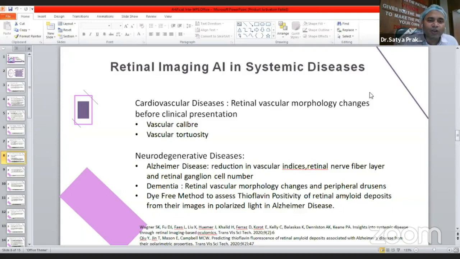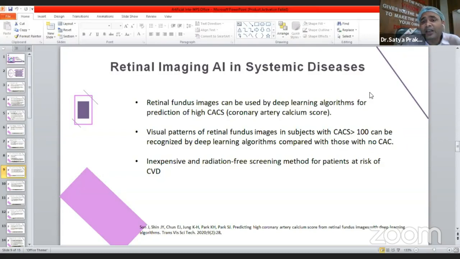In neurodegenerative disorders as well, like Alzheimer's disease, there is reduction in vascular indices, retinal nerve fiber layer and retinal ganglion cell number. Even in dementia, the retinal vascular morphology changes and peripheral drusen can be identified and they can predict dementia. Then a dye-free method to assess thioflavin positivity of retinal amyloid deposits from their images in polarized light can predict the presence of early stages of Alzheimer's disease. Retinal fundus images can also be used by deep learning algorithms to predict high CACS, coronary artery calcium score.